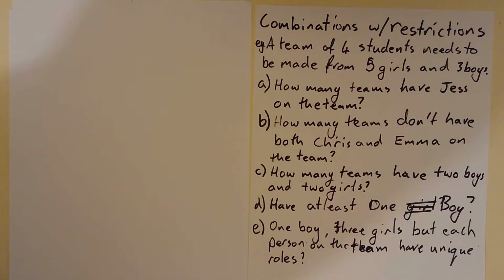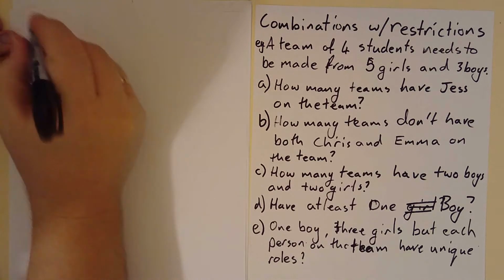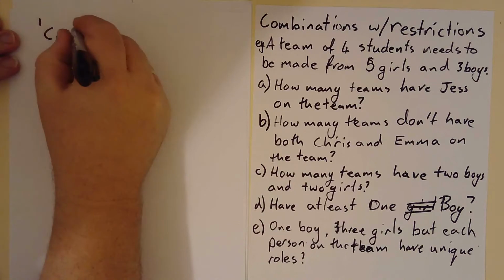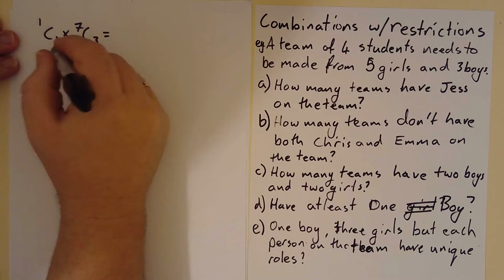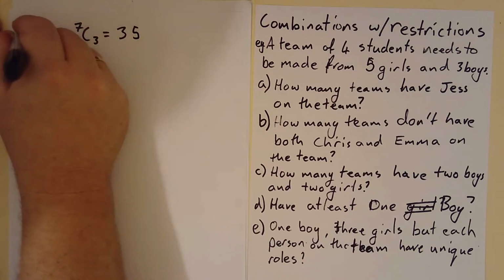Well, how we do that is we say that Jess must be on the team. So there's one person, we must choose one of them. In effect, that's just one, so we don't have to even think about that. There's 7 people left, and we need to choose 3 of them to make up the rest of the team. And when we put that in a calculator, we get 35. So that's our first one.